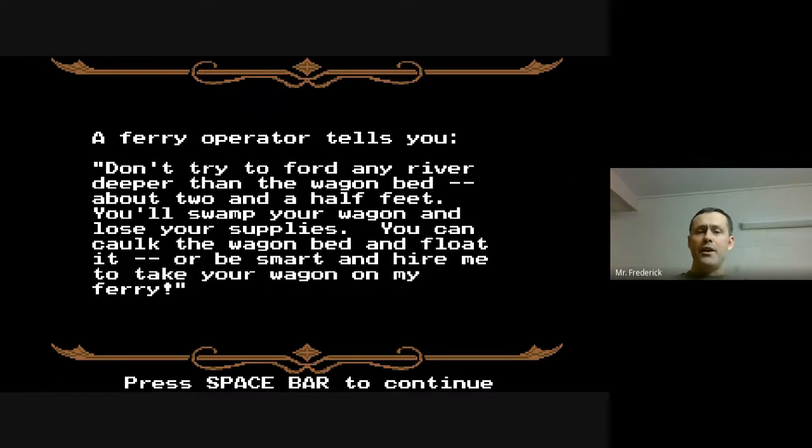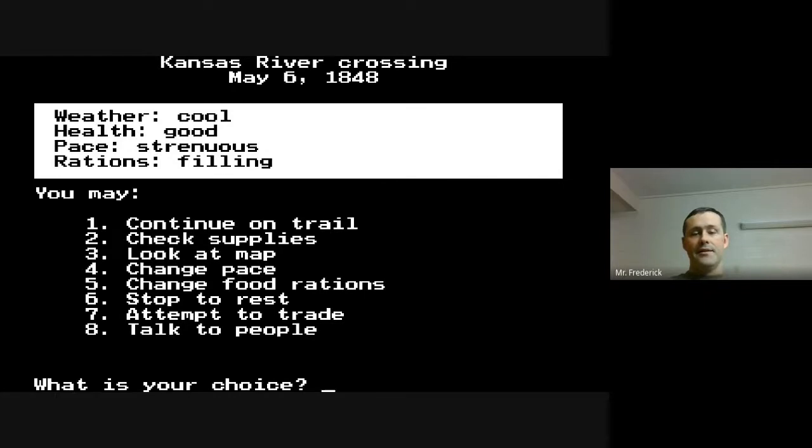A ferry operator tells you, don't try to ford any river deeper than the wagon bed, about 2.5 feet. You'll swamp your wagon and lose your supplies. You can caulk the wagon bed and float it, or be smart and hire me to take your wagon on my ferry.